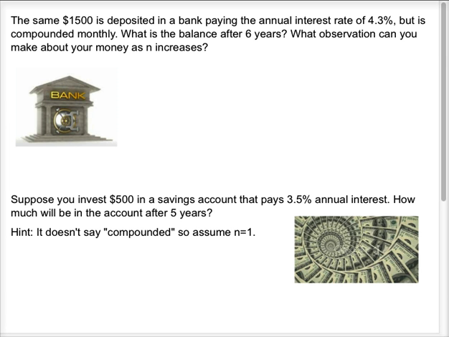So that same $1,500 is deposited in a bank, paying the same annual interest rate of 4.3%. But this time, it is compounded monthly. What is the balance after 6 years, and what observation can you make about your money as N increases? All right, so we're depositing that same $1,500 with the same rate, the 4.3%, but we use 0.043 because that's its decimal form. But this time it's compounded monthly.